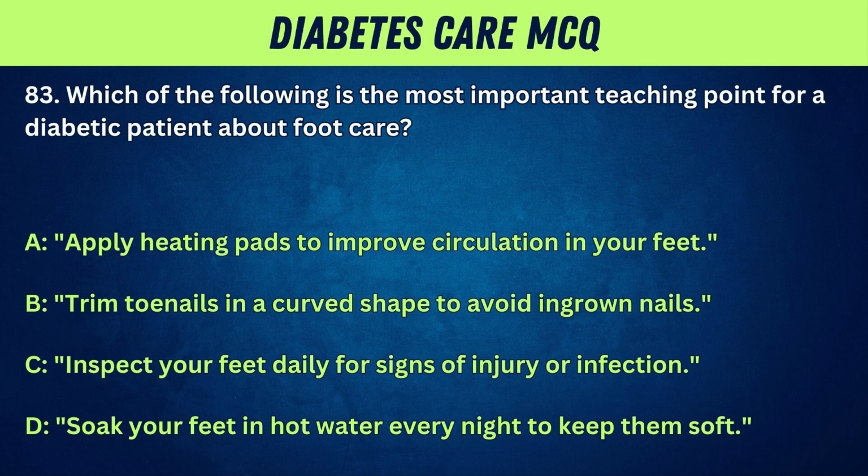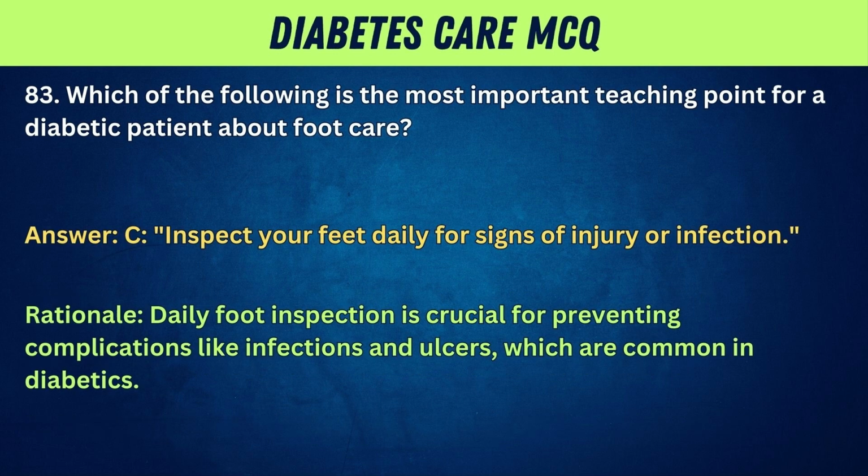83. Which of the following is the most important teaching point for a diabetic patient about foot care? A. Apply heating pads to improve circulation in your feet. B. Trim toenails in a curved shape to avoid ingrown nails. C. Inspect your feet daily for signs of injury or infection. D. Soak your feet in hot water every night to keep them soft. Answer. C. Inspect your feet daily for signs of injury or infection. Rationale: daily foot inspection is crucial for preventing complications like infections and ulcers, which are common in diabetics.